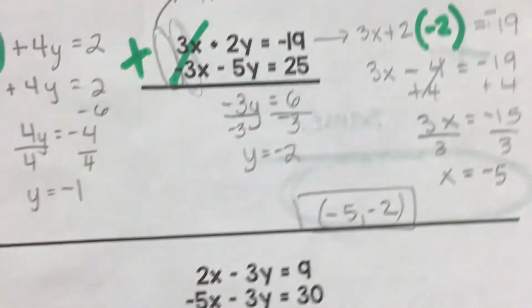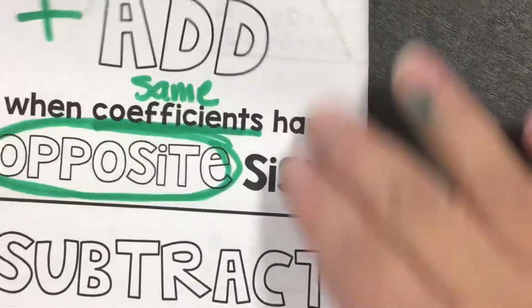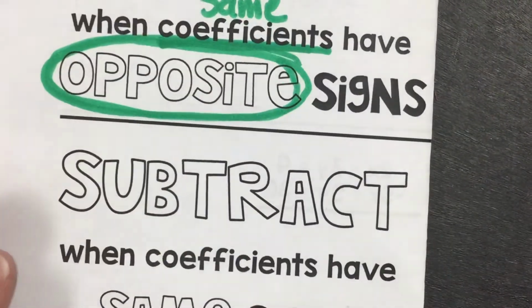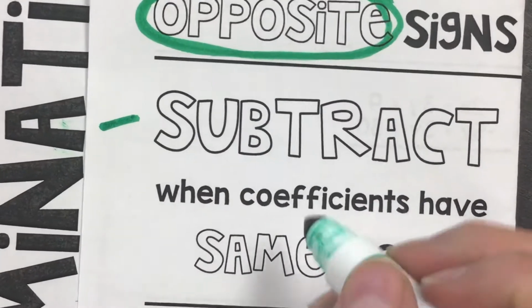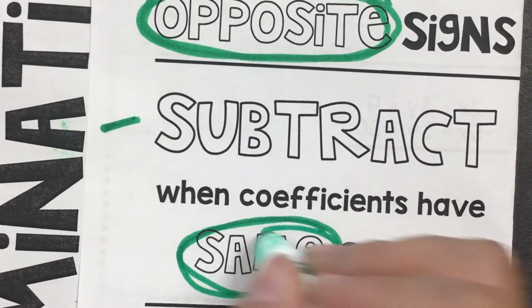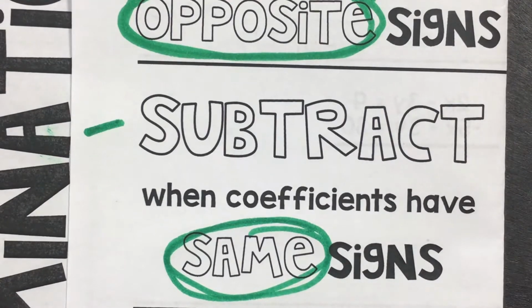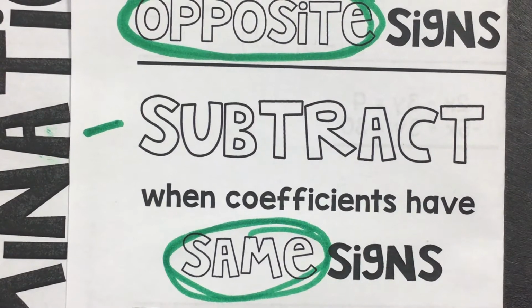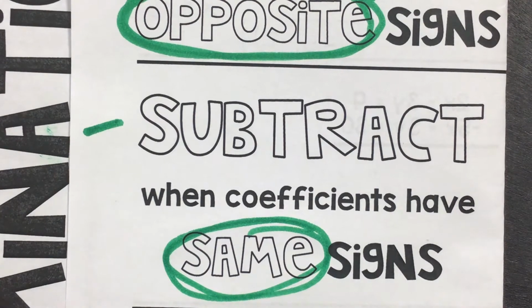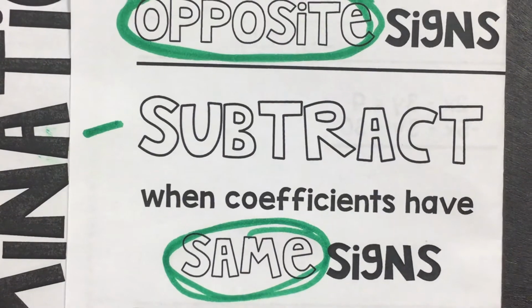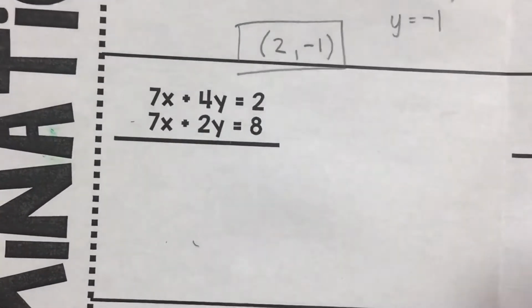Okay, what happens if they're not the opposite? Subtract. You're going to subtract if they're the same. It still means the same coefficient. You're looking for that same number first. And then if they have the same sign, we're going to subtract them. So let's take a look.